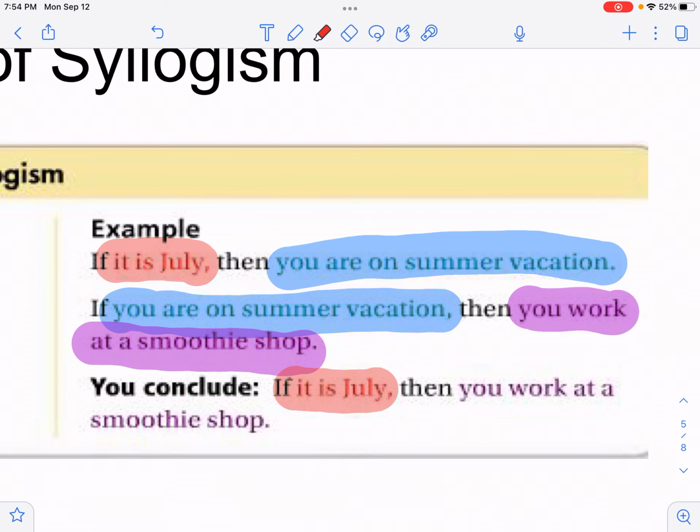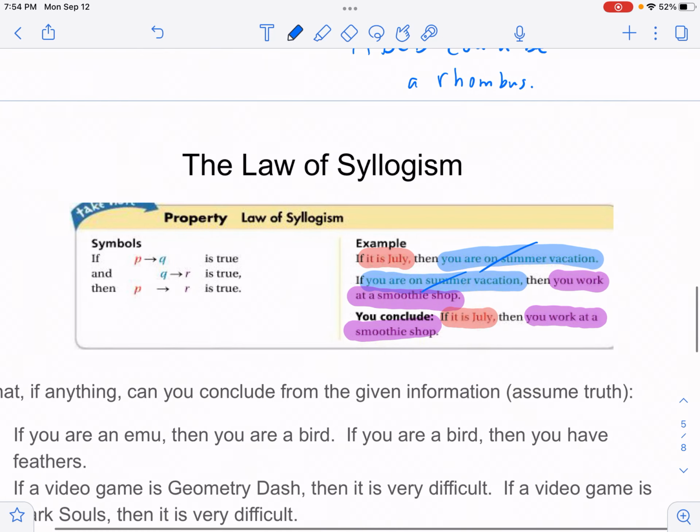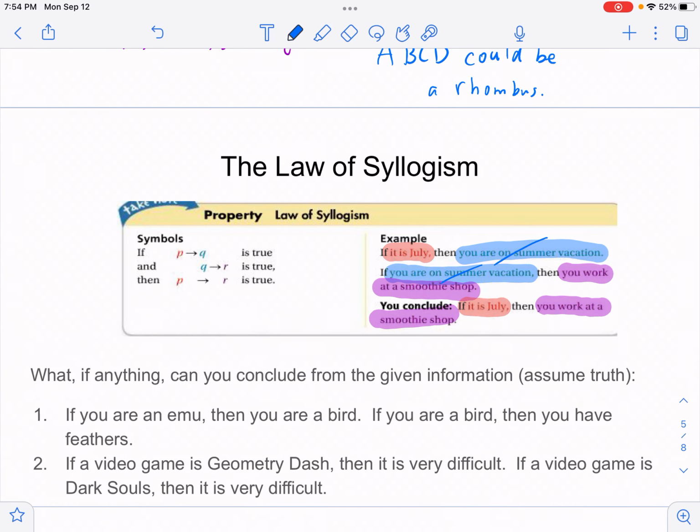if it's July, then you work at the smoothie shop. We've gotten rid of the summer vacation part completely, because the conclusion of one statement is the same as the hypothesis of the other. So, when we find a situation where we have two if-then statements and the conclusion of one of them is the same as the hypothesis of the other, then we can cancel out those matching parts. How about this first one?